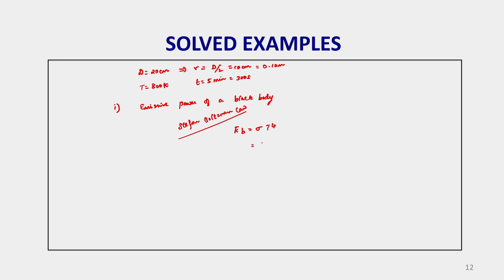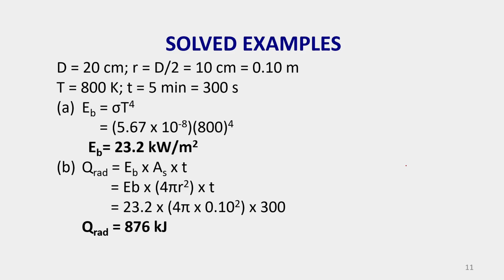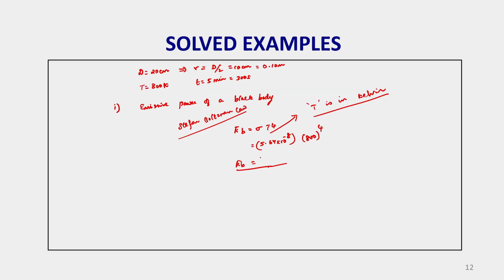Now sigma is equal to 5.67 into 10 power minus 8. Temperature is given as 800 Kelvin, so 800 to the power of 4. Here temperature should be in Kelvin only. T is in Kelvin, not in degree centigrade. This is very, very important. The Stephan-Boltzmann constant will not be given, so we have to remember this value and substitute. So the answer is 23.2 kilowatts per meter square.